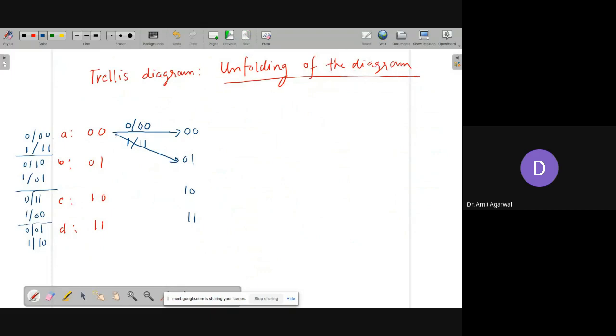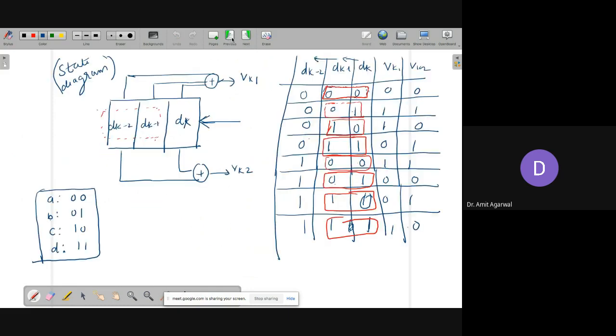Now, how do these states change? You have seen 0 comes. So this upper branch will correspond to the current input 0. So when you are in state 0, 0, 0 comes, you go to next state 0, 0. When you are in 0, 0, your 1 comes, you go to 0, 1.